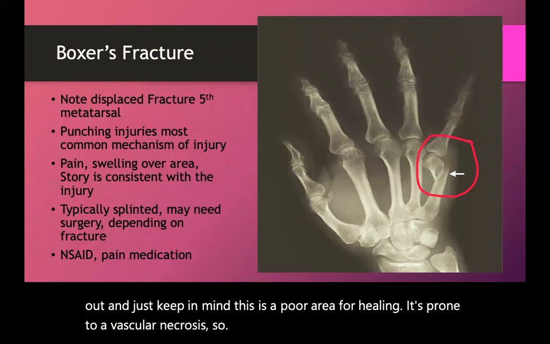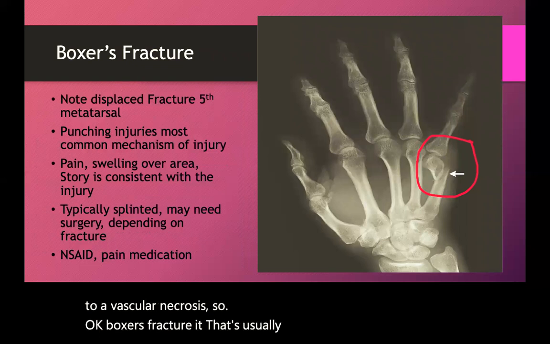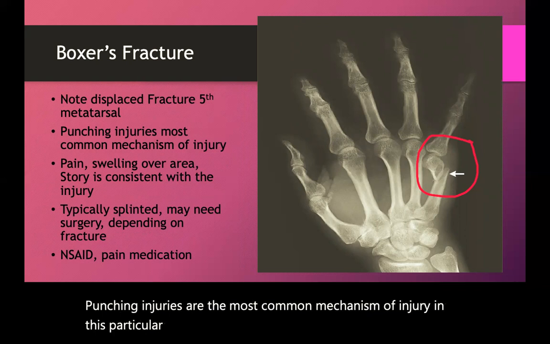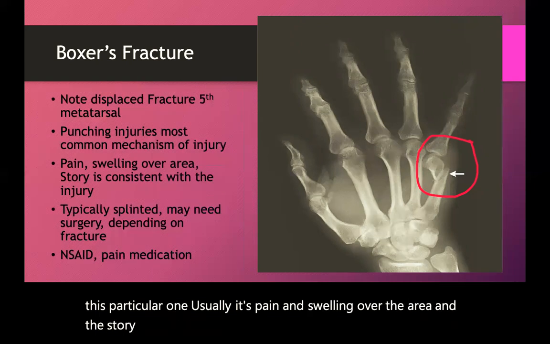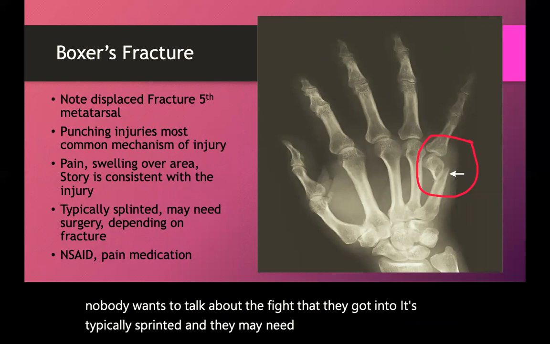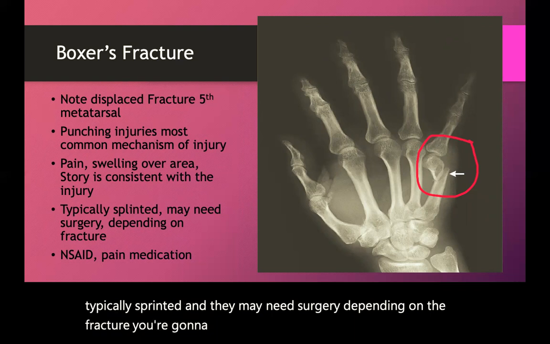Okay, boxer's fracture. That's usually a displaced fifth metacarpal. Punching injuries are the most common mechanism of injury. Usually it's pain and swelling over the area. And the story is sometimes inconsistent with the injury because nobody wants to talk about the fight that they got into. It's typically splinted and they may need surgery depending on the fracture. You're going to treat with NSAIDs and pain meds.